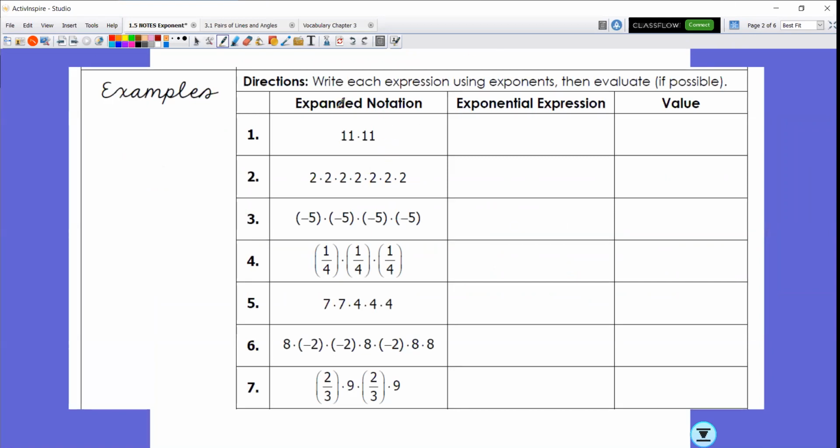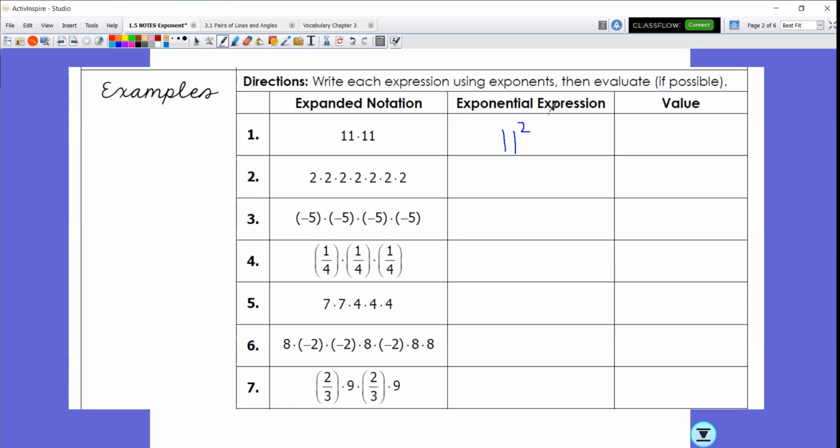All right, so this is expanded notation, meaning I wrote out what I'm multiplying and how many times I'm multiplying. So I see here the base is 11. To write the exponential expression, I keep the base, and then my little exponent tells me how many there are. Well, there are 2 elevens, so my exponent's going to be a 2.